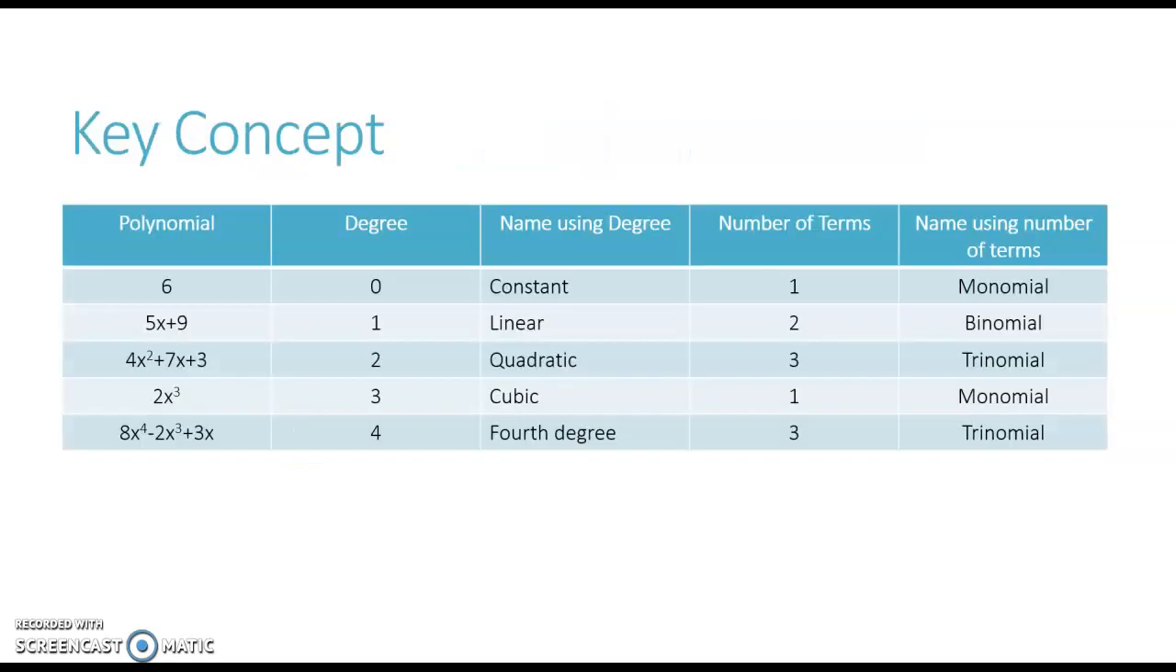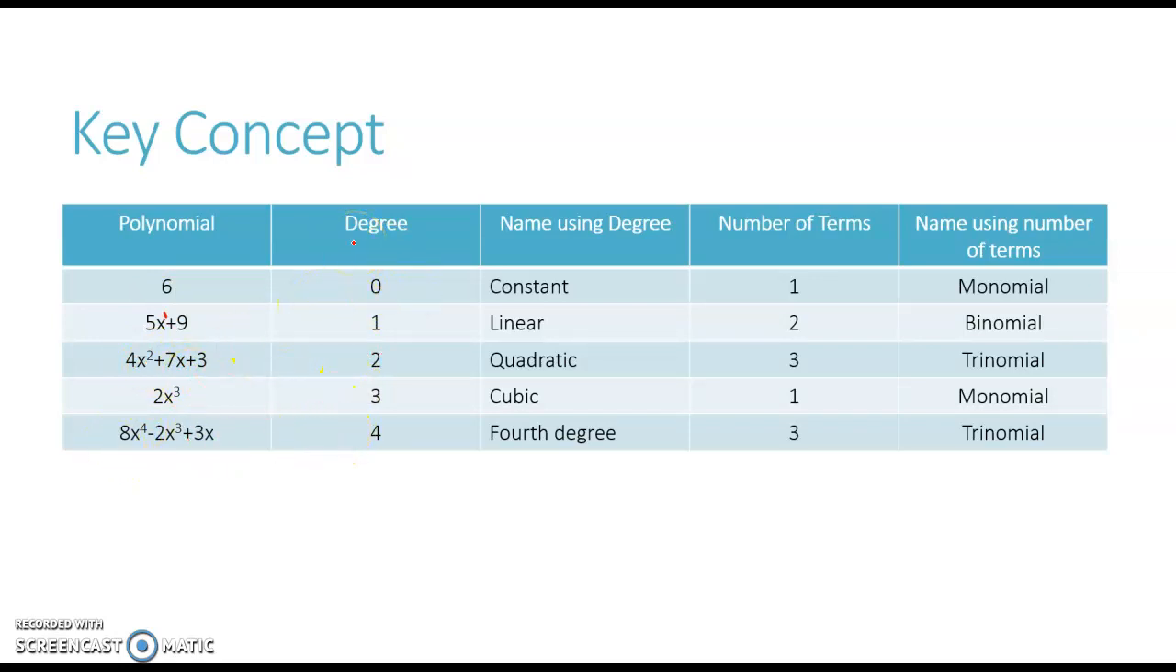Anyway, here is a table of information. I didn't make you fill anything in. It's just good to know. So these are some examples, and then this shows the degree. Notice none of these have multiple variables. They're all just one variable. So like 6 has no variable, so it has no degree. This 5x plus 9 has an x to the 1, so it's 1st degree. And then we have a 2nd degree, 3rd degree, and 4th degree.